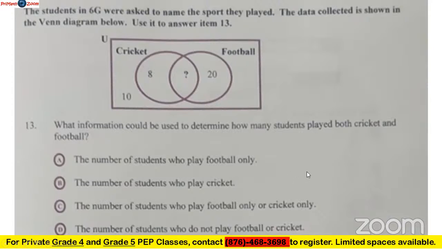All right, so this one would be the number of students who played cricket, because if we know the number of all the students who played cricket, and we know the number of students who play cricket only is 8, then that means the others who play cricket would have also played football as well and would come in the intersection here. So that will help us to determine that.